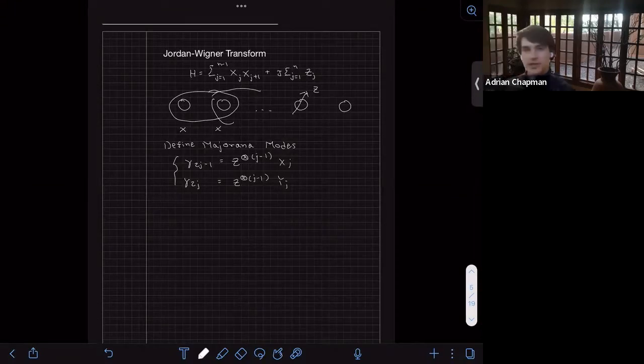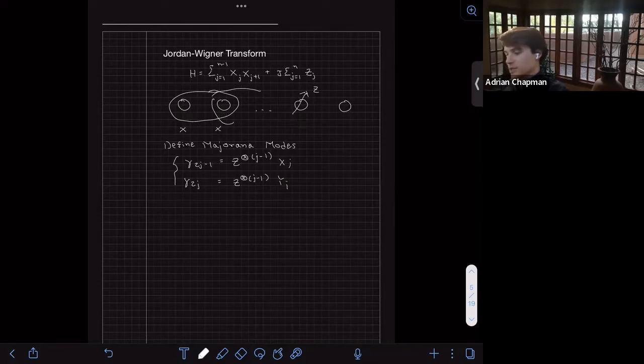So the meaning of this Z factor is that on the spins, I define, extending to the left in this case, a string of Z operators. And that's going to define an operator that I call gamma. And so depending on whether the index on gamma is even or odd, the operator that I define on the rightmost spin is going to be either X or Y.